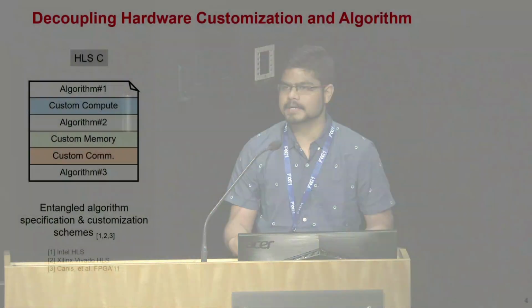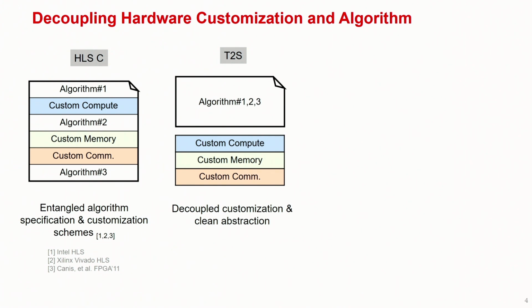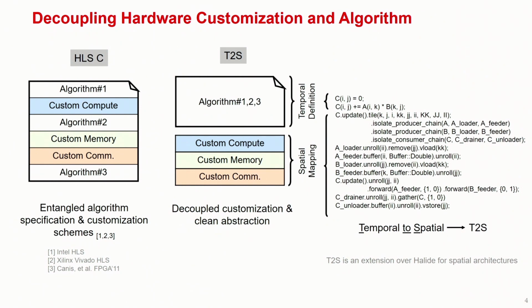As we already saw, in HLS-based high-performance designs, different bits and pieces of the algorithm are entangled with the compute customizations, memory customizations, and the communication customizations. So in order to solve this problem, we implement T2S, which takes the approach where it decouples the algorithm from different types of hardware customizations. T2S allows the programmers to specify the algorithm in the form of a temporal definition, which is typically a functional representation of the algorithm. And the different hardware customizations are specified by the programmer as a set of spatial mapping directives. Thus, by taking a temporal definition and spatial mapping directives, T2S is able to convert a temporal program into a spatial hardware, and hence the name T2S.